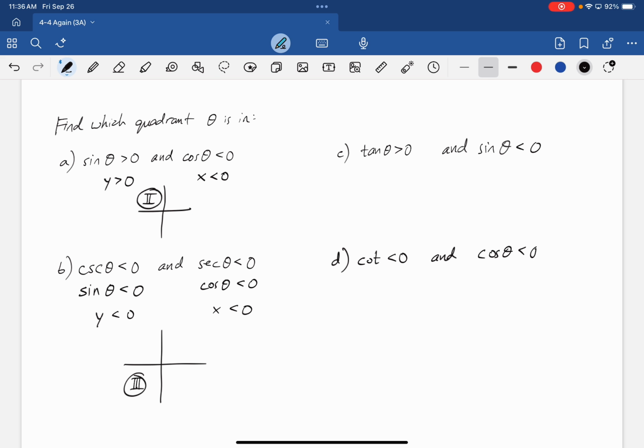All right, part C, tangent. If tangent is positive, then that means that y over x is greater than 0, right? So that means they have to either both be positive or both be negative. But we know also that y is negative because sine of theta is negative. So that tells us that x is also negative, which places us in quadrant 3.